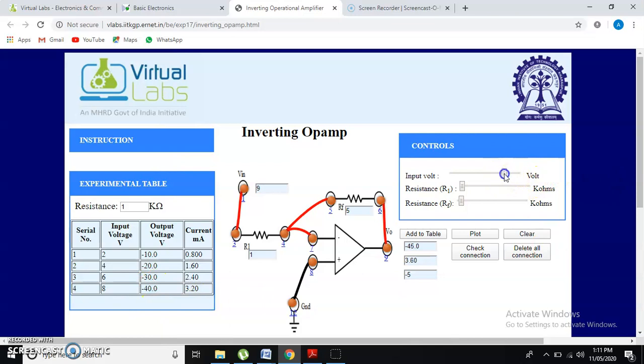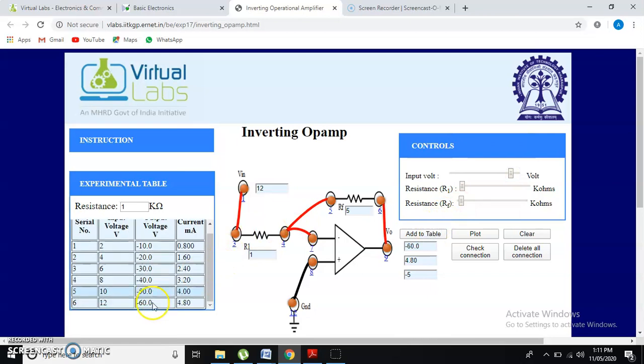Okay, let us adjust it now to 10 volt. Add the reading. 10 into minus 5, minus 50 should be the output. That is what is coming here. Let us adjust it now to 12 volt. Add the reading into the table. 12 into minus 5, minus 60 should be the voltage value. Minus 14, let's add into the table. If the input is set to 14, 14 into minus 5, minus 70 is the output.